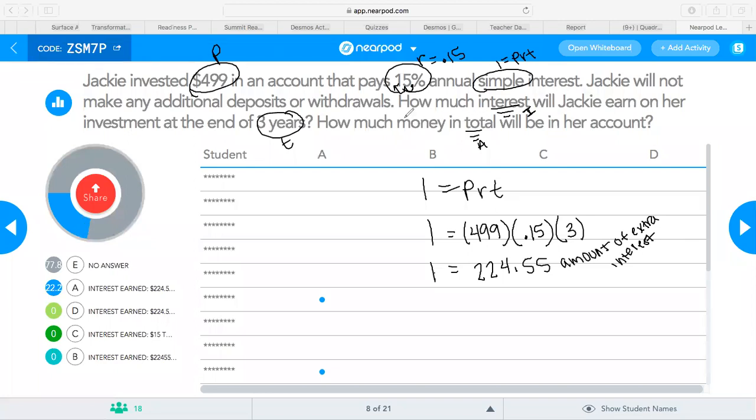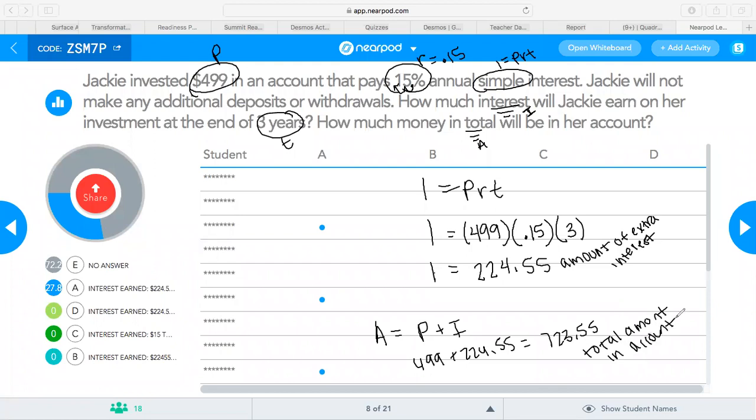The second question says, how much money in total will be in her account? Total. How would I figure out how much is in total in her account? Perfect. I started with $499. The extra was $224.55. So I add the 2 amounts together to figure out how much I had in total. So my total amount would be my principal plus my interest, $499 plus $224.55, which is $723.55. Here's the total amount in my account after 3 years.